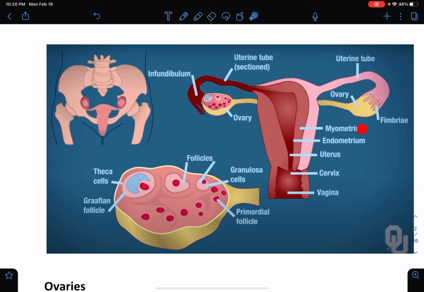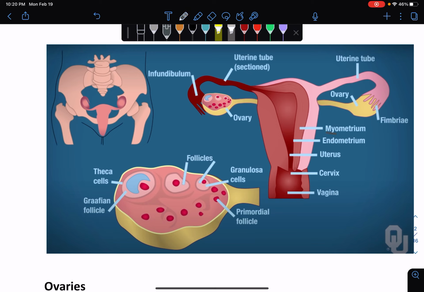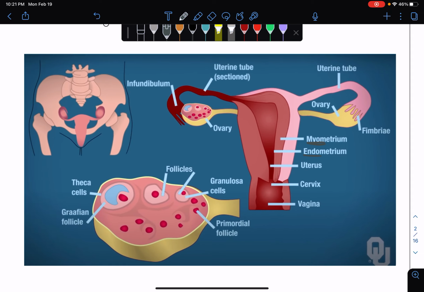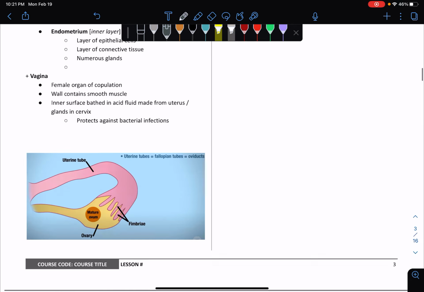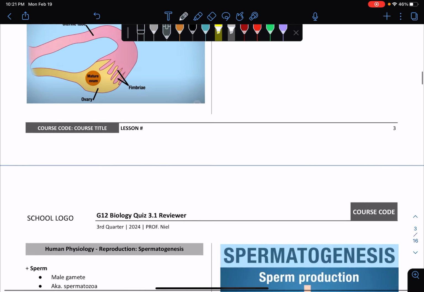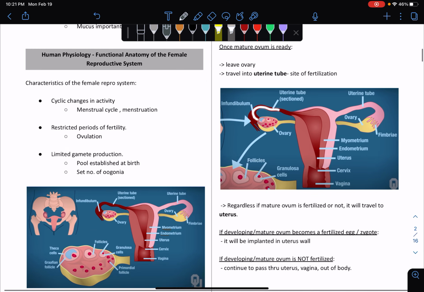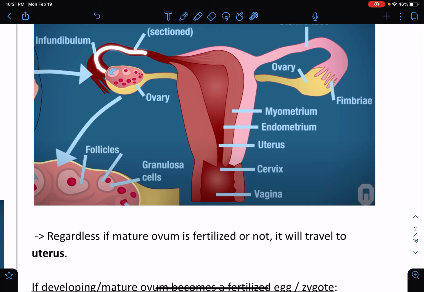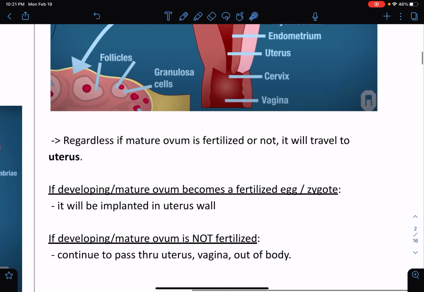We have the myometrium. The prefixes myo and endo are also used in the cardiovascular system, particularly the heart, where we have the myocardium and the endocardium. More on that later, probably. Pretty sure I have a reviewer talking about that, maybe in a different reviewer. It's not really part of the coverage for the quiz at hand.